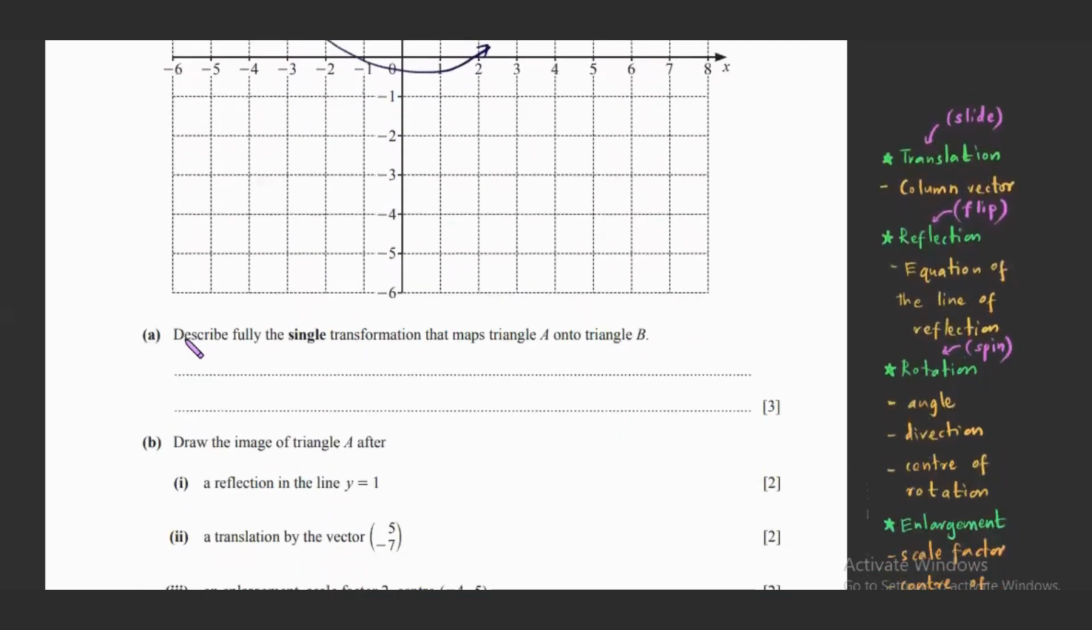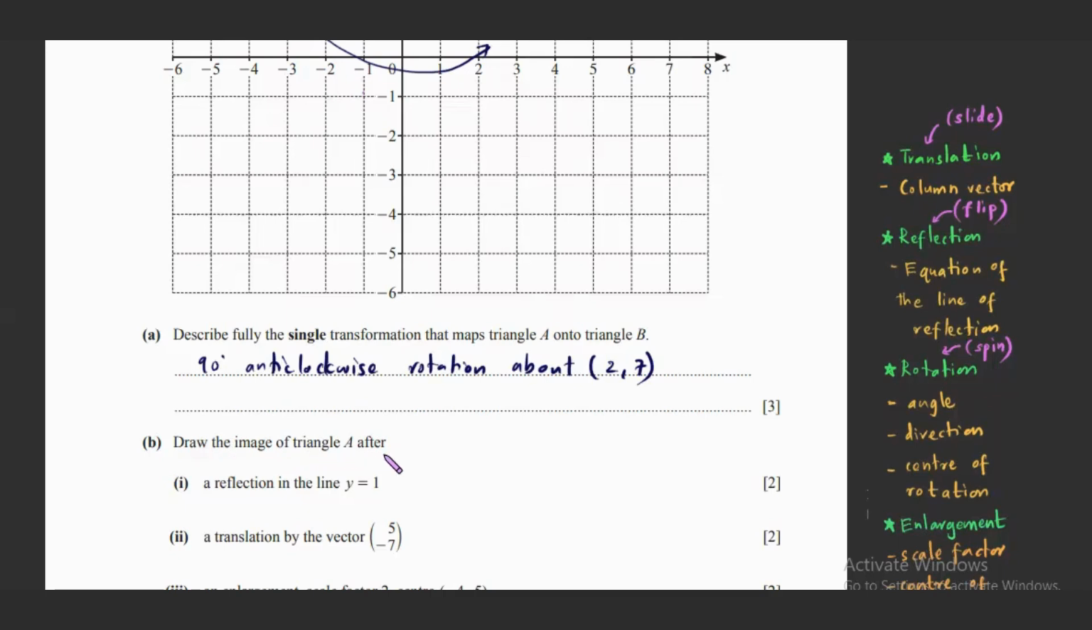So when we describe the transformation, we need to write it as a 90 degrees anti-clockwise rotation about the coordinate point, which is (2, 7). So this is how you need to describe the rotation. Let's move on to part B.